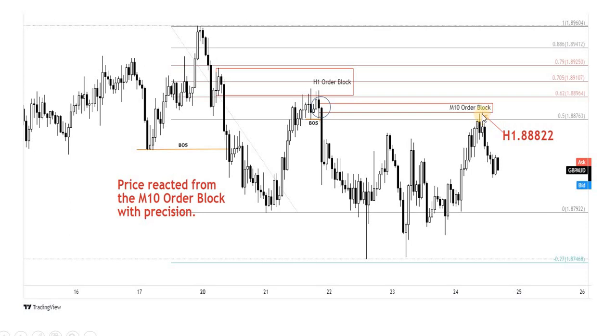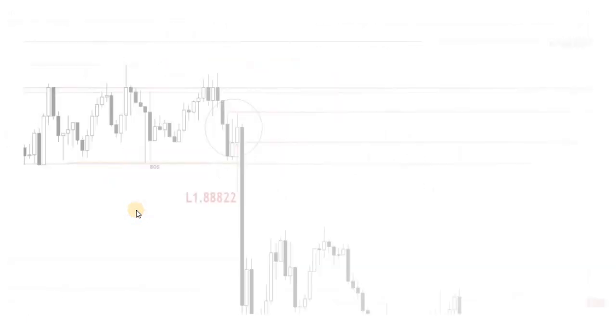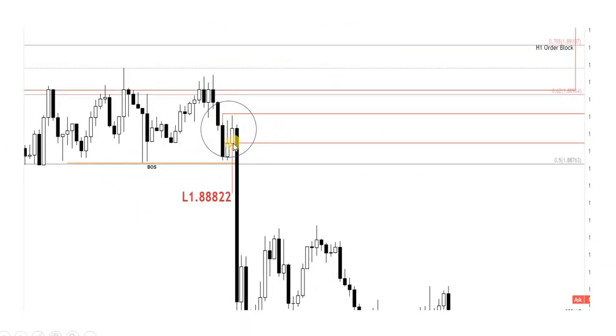You can see that this high, if you actually measure this high, is 1.88822 in price. This is not the 10 minutes chart, so you will see the 10 minutes order block. If we now scale down to the 10 minutes chart, you will see how price actually mitigated the order block at the tip. That is, the price reacted from the M10 order block with precision. This is the 10 minutes chart. Now you can see the order block.